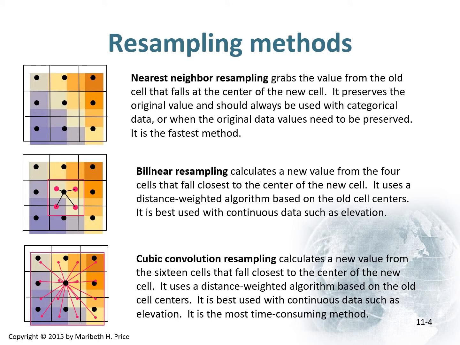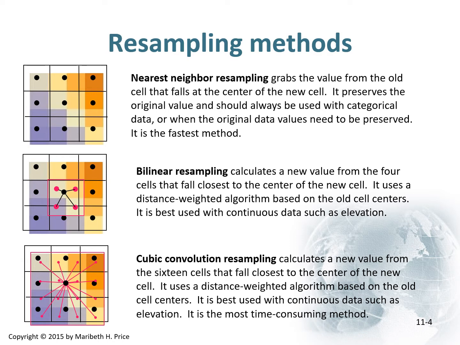3 techniques that we commonly use: nearest neighbor, bilinear resampling, and cubic convolution resampling. Nearest neighbor simply gets the value from the old cell that falls closest to the center of the new one. Okay? Center of the new cell, what's underneath in the old data set, that's what it gets. That's what it uses. This preserves as much of the original value as possible. It's also the fastest method.